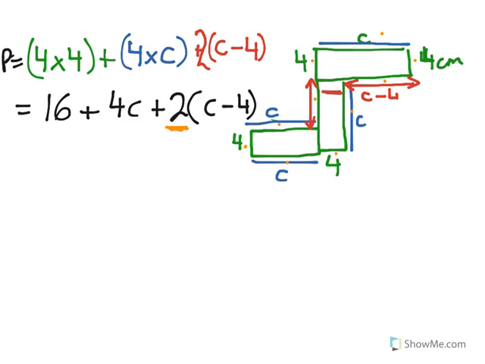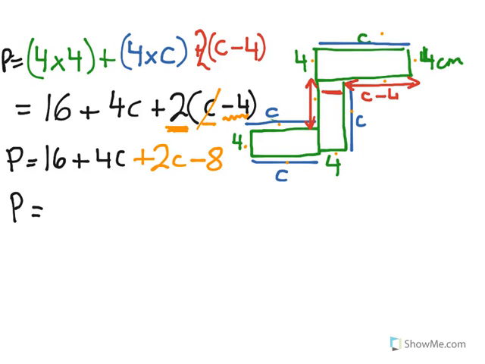So I take the 2 and I multiply it by C. What would I get then? 2 times C is 2C. Now I've multiplied the 2 by C. Now I have to take the 2 again and multiply it by my next number. My next number in the bracket is minus 4. 2 multiplied by minus 4, well, 2 times 4 is 8, but a plus multiplied by a minus is a minus. So 2 times minus 4 is minus 8. So now I have the expression 16 plus 4C plus 2C minus 8 as the expression for perimeter.